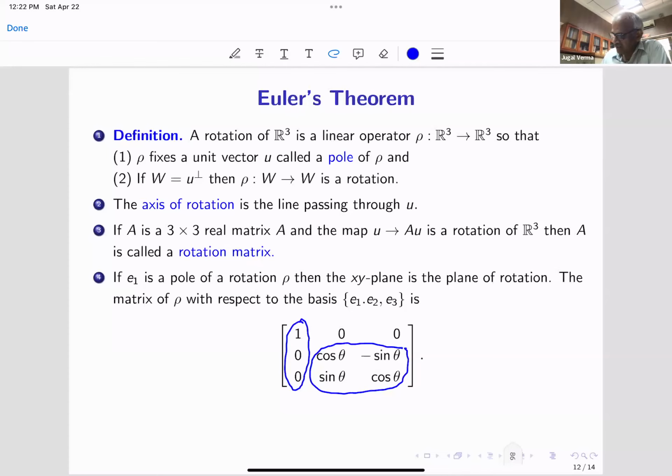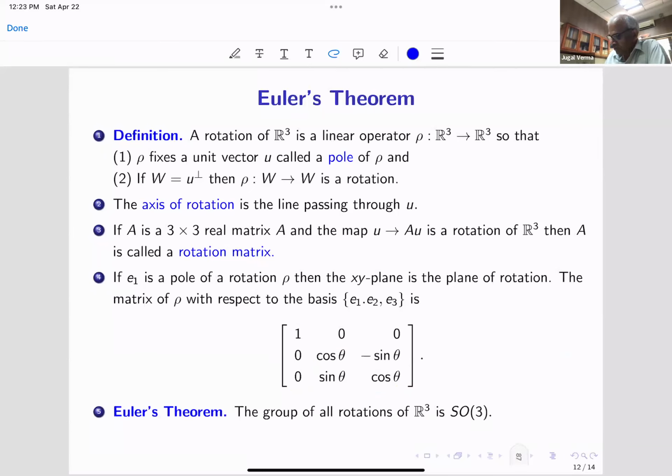So that is the matrix, and you can check that this is in SO3. This matrix is in SO3 because the determinant is 1 and it is an orthogonal matrix. So we want to show that every rotation matrix looks like this. That is a simple change of basis argument, and this is Euler's theorem, that the group of all rotation matrices of R3 is really SO3.